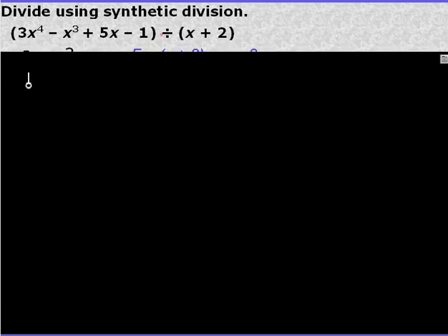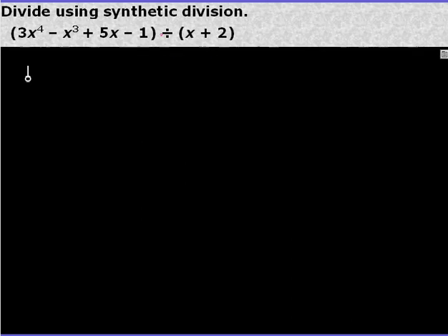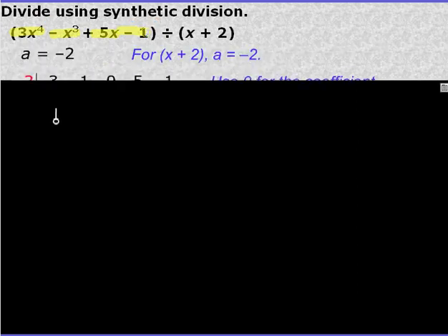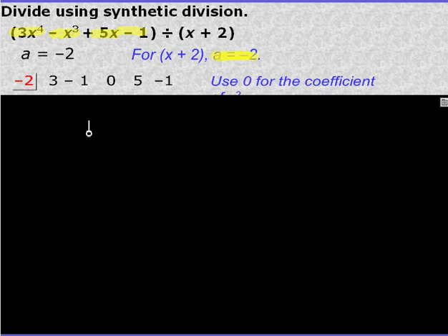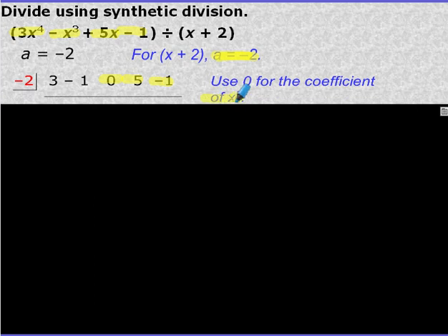Divide using synthetic division. So notice this time, we're missing some terms, so we have to be careful here. Again, x minus a, so since this is a plus 2, our a is actually going to be equal to negative 2. So we have a 3, a negative 1. We're missing our squared term, so we need to put a 0 for that, else we would not be in the right order. And then we have 5x and minus 1. So we have to fill in for the missing coefficient of x squared.